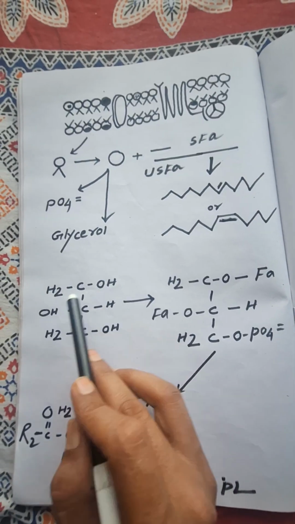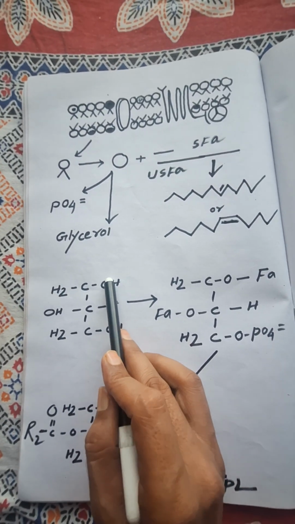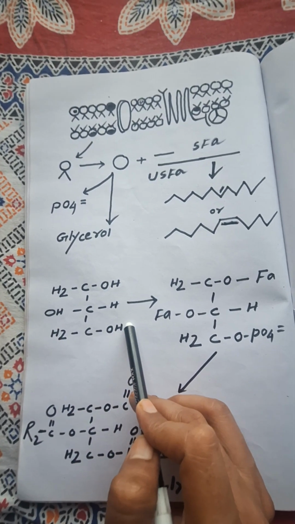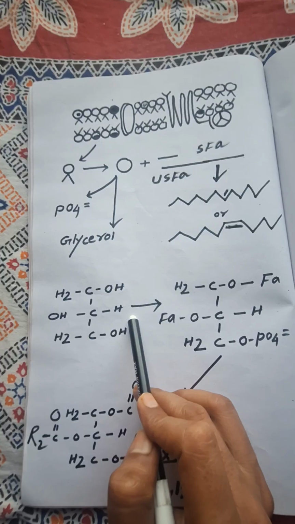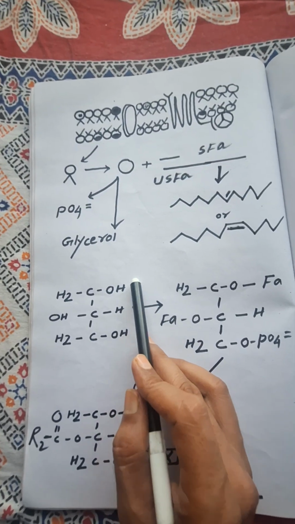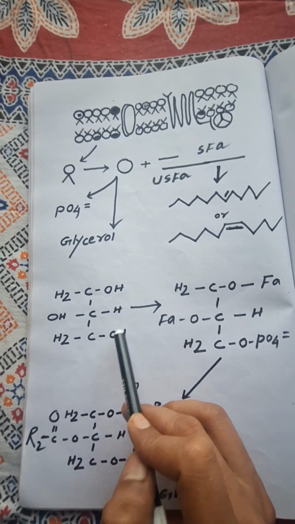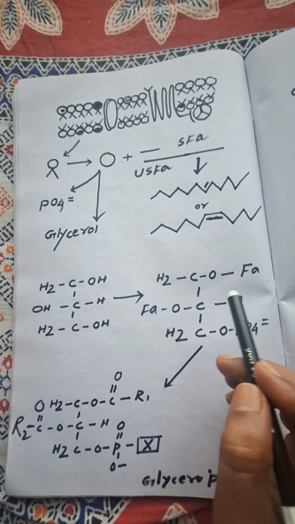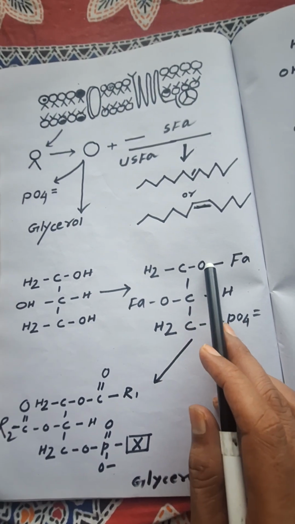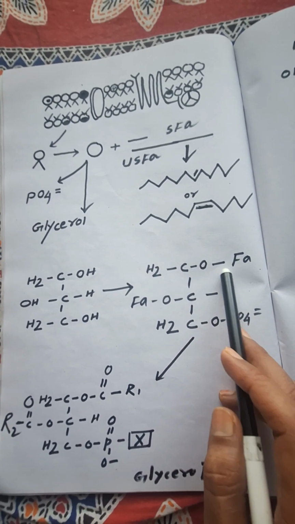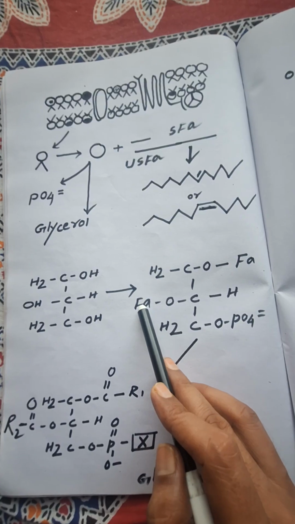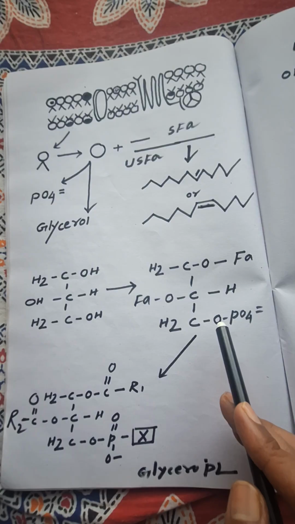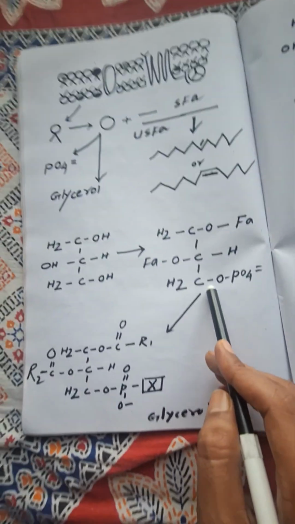So there are three OH groups. Two OH groups are for two different kinds of fatty acid and another OH group is for phosphate. So if the cell can interact two fatty acids and one phosphate with glycerol, glycerophospholipids are easily formed inside the cell. So this OH group is occupied by a fatty acid, and this OH group is also occupied by another fatty acid, and this OH group is occupied by phosphate, and ultimately makes glycerophospholipid.